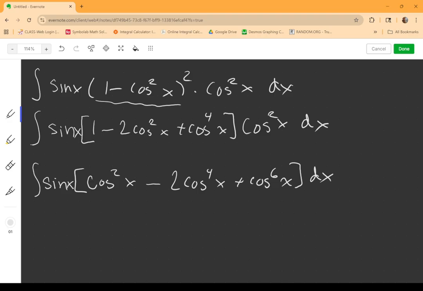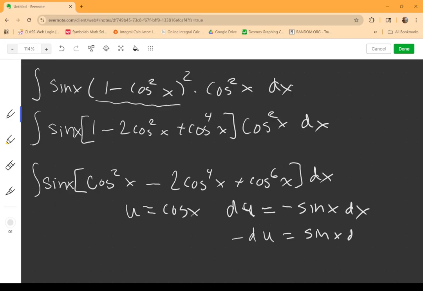Okay. All right. And what you're going to gather here is that the higher the powers, the more work is going to be involved here, right? So now I'm ready for my substitution. I'm going to let u be cosine of x and then du to be negative sine x dx. Now there's no negative out there, so just keep in mind I need to multiply that in there.